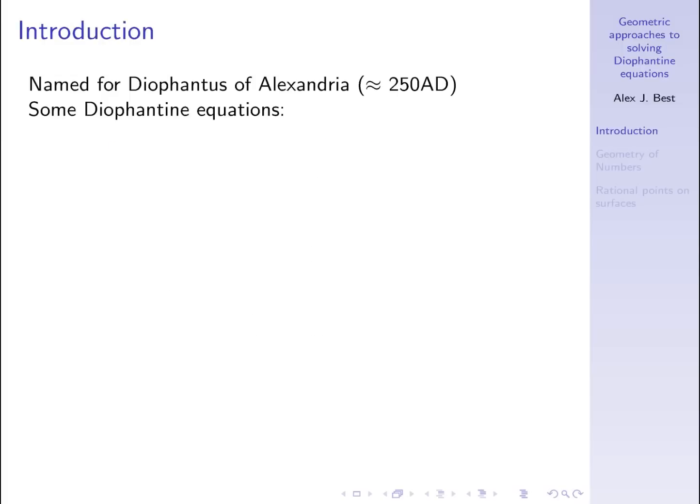Okay, so first of all, what are Diophantine equations? They're named after Diophantus of Alexandria, who lived approximately 250 AD, and he studied equations like the ones we're going to talk about today. They're generally taken to be polynomial-type equations with integer coefficients. It's probably best if I show you a few examples, and then you'll get an idea of the sort of thing we're talking about.